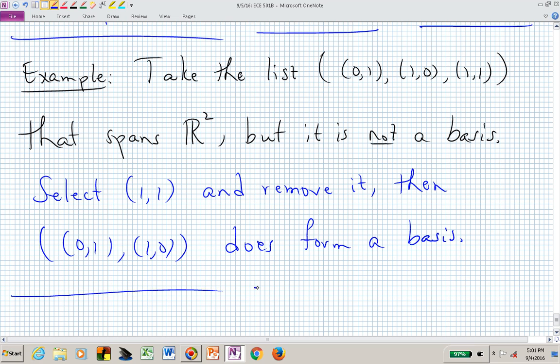Meaning we can build up a basis by reduction. If somebody gives us a spanning list, now we just need to go into that spanning list, identify vectors that are linearly dependent, and throw them out. And then we keep throwing them out until we end up with a list that still spans the same space, but now that list is linearly independent, or a set of linearly independent vectors.